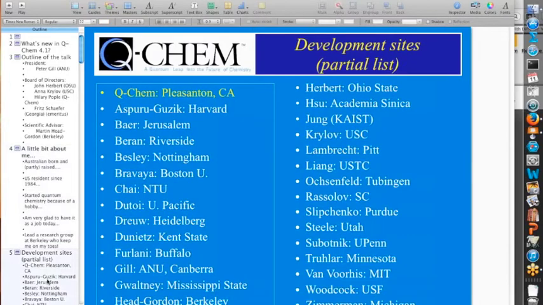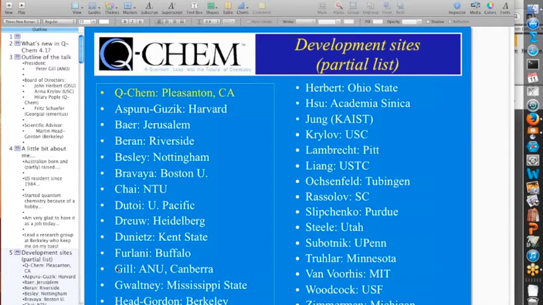But we are in fact only one of probably now around 40 or 50 distinct development sites with around 200 active developers. This is a partial list. And Q-Chem's headquarters itself recently moved to California, now in Pleasanton, and that's where a lot of the developments that I'll be telling you about today have been done. But we are fortunate to have this extraordinarily strong developer network, and I have no time really to go through the list here, but I might just highlight one or two people.